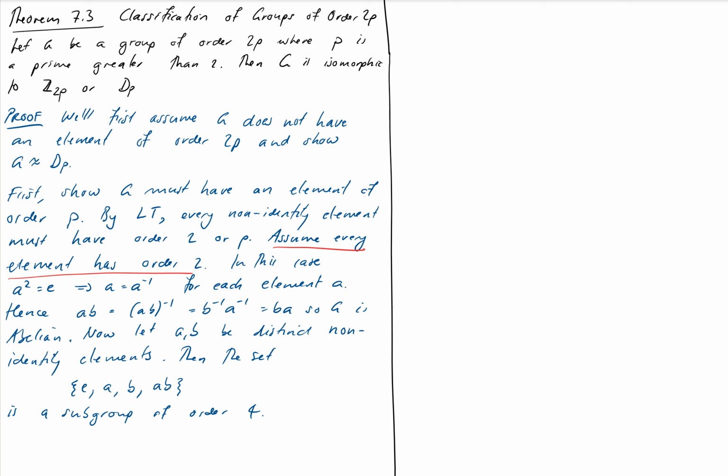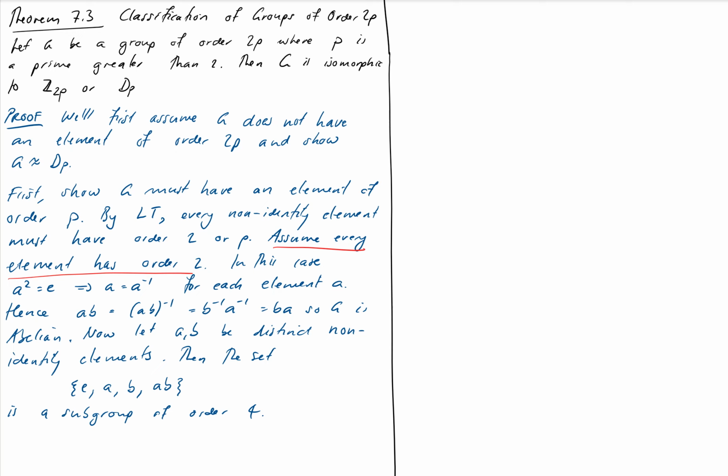of order P or 2P. Remember, the order of a subgroup must divide the order of the group. P is greater than 2, so we cannot have subgroups of order 4. So assuming every element has order 2 leads us to a subgroup of order 4 that we're not allowed to have. So it can't be the case that every element has order 2, and therefore, given that we've assumed we don't have an element of order 2P, there must be at least one element of order P.